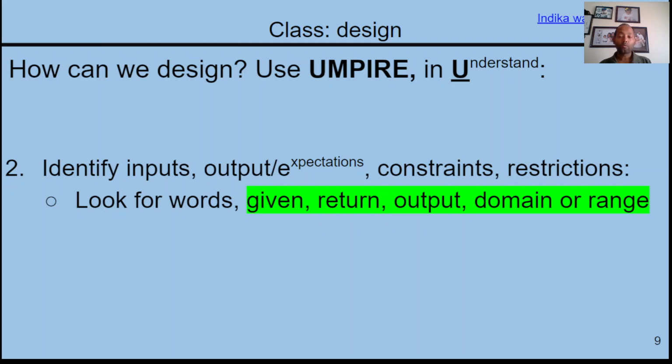Look for words like "given", that identifies the input, and "return", that identifies the output. Sometimes the problem specifies a domain, so that's actually a constraint or restriction, or a range, like a number in between this. So those are restrictions. It's good to identify them as well.